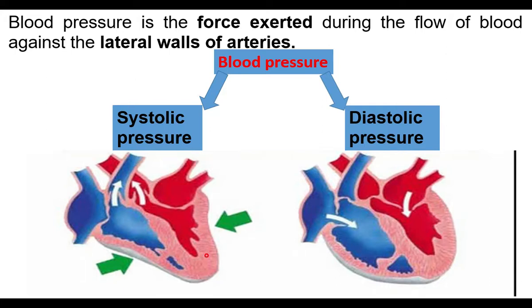This diagram shows the contraction of heart. When heart contracts, blood is pumped out with more pressure. The value will be the highest. This diagram shows relaxation of heart. When heart relaxes, blood is moving through the blood vessels with the lowest pressure, that is diastolic pressure.